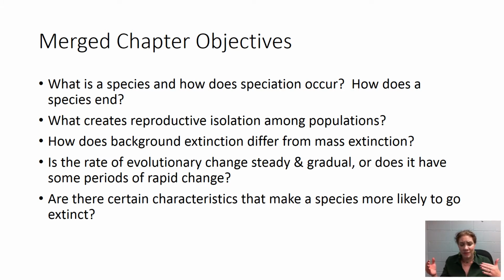Is the rate of evolutionary change sort of slow and steady, which is kind of how we've been thinking about it, or does it actually have periods of rapid change? And again, are there some particular characteristics that make a species more likely to go extinct? So that's where we're headed with this information.